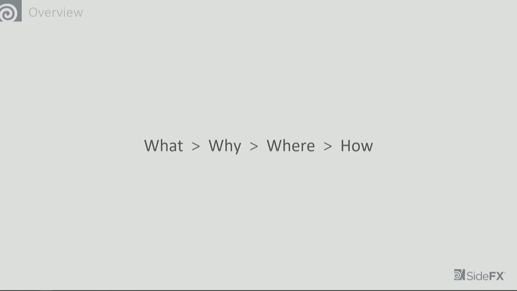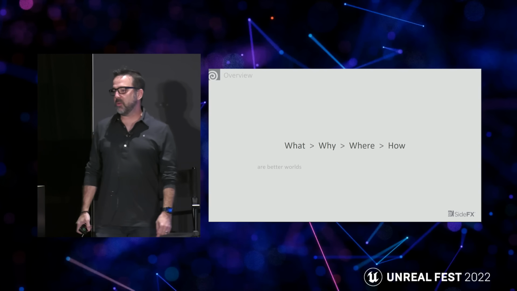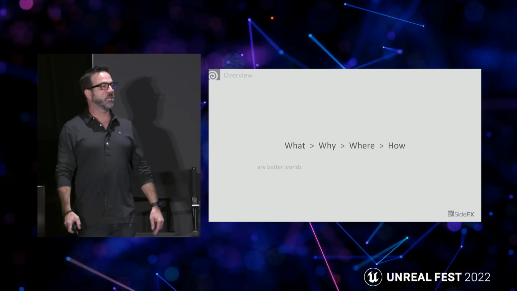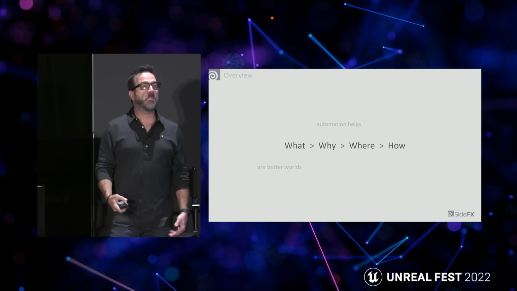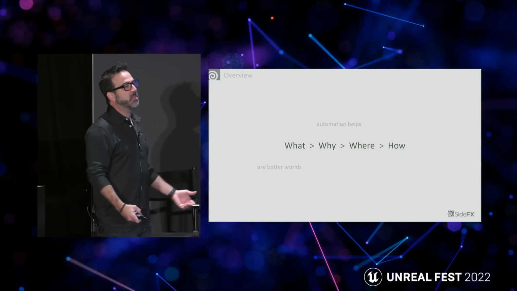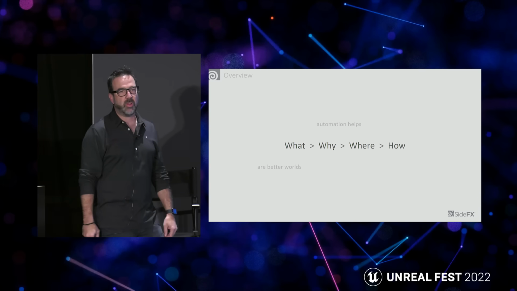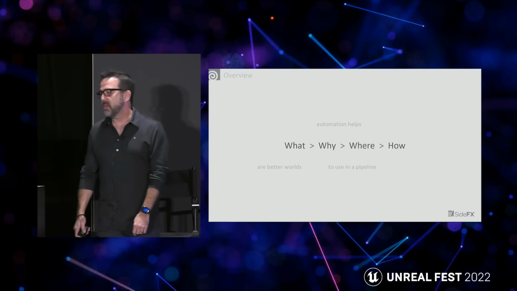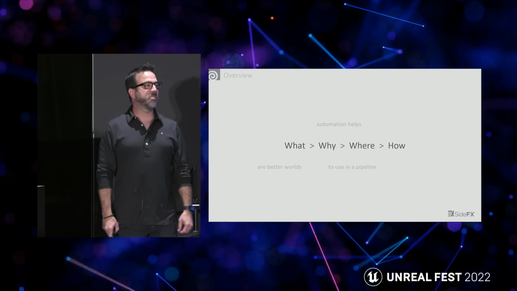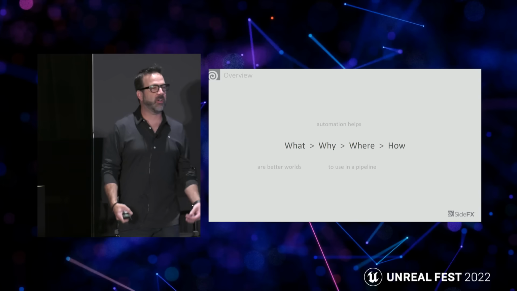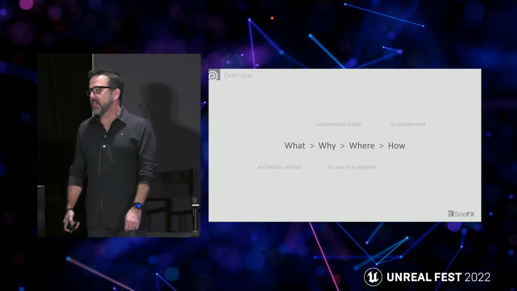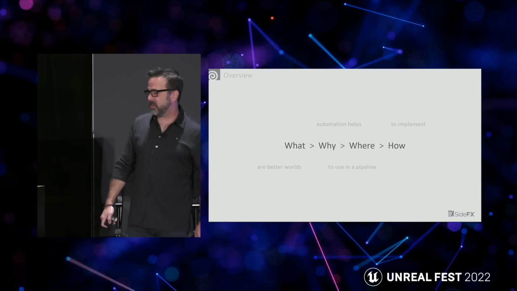So let's do so. I want to answer 4 questions. We're going to talk about the what, why, where, and how. The what: what are better worlds exactly? Why automation and proceduralism in these better worlds can be a good and strong way to work. Where, if I want to integrate these procedural pipelines or workflows into my pipeline, where do I put them if I already have an existing pipeline? And how do I implement those workflows?